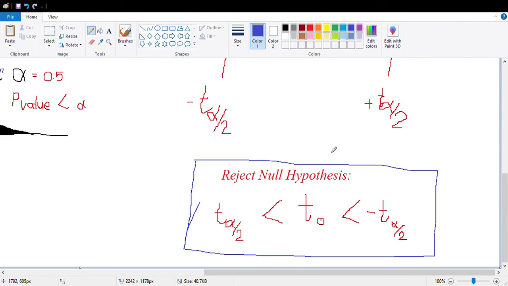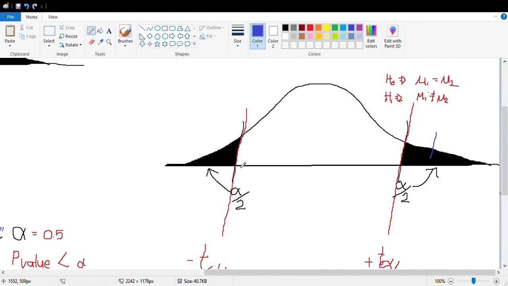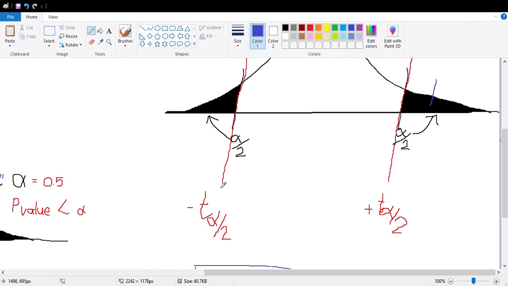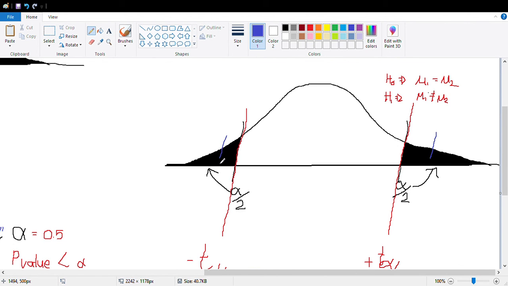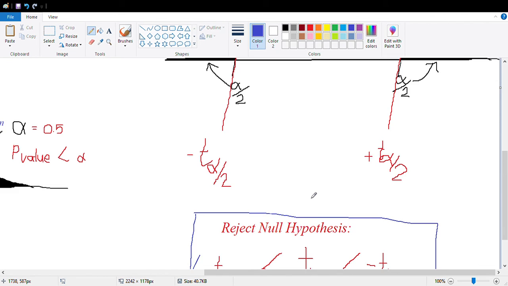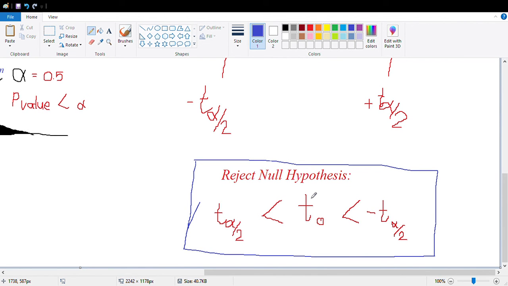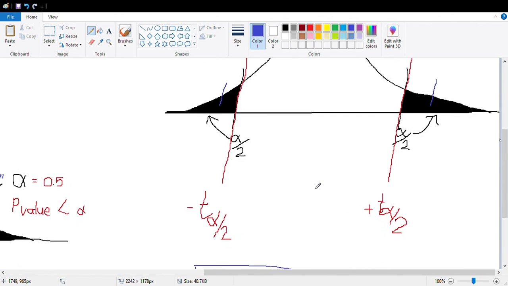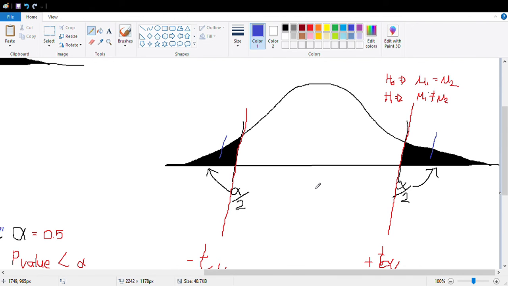On the other hand, if the computed t is less than the negative t alpha over 2, the lower bound, then it lies somewhere here, and it also lies in the rejection region. So this is one additional piece of information for rejecting the null hypothesis when considering a two-tailed test. Thank you.